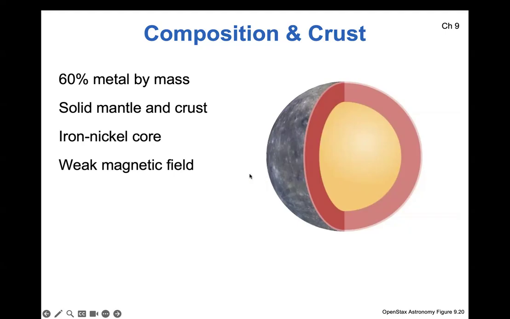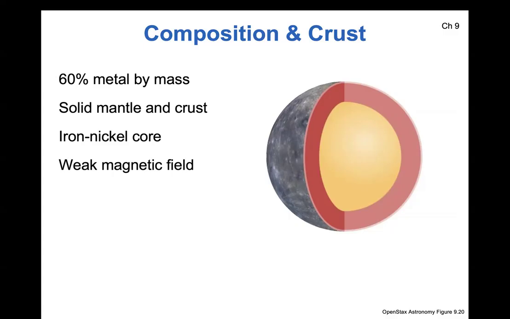Its core is probably completely cooled. There's no heat left in Mercury. That's also true of the moon, by the way. These are planets that do not have molten cores. I guess our inner core is solid because of pressure, but Mercury does not have a molten outer core like Earth, and that's because it's lost all of its heat to space, because of its smaller size and the greater ratio of surface to volume.